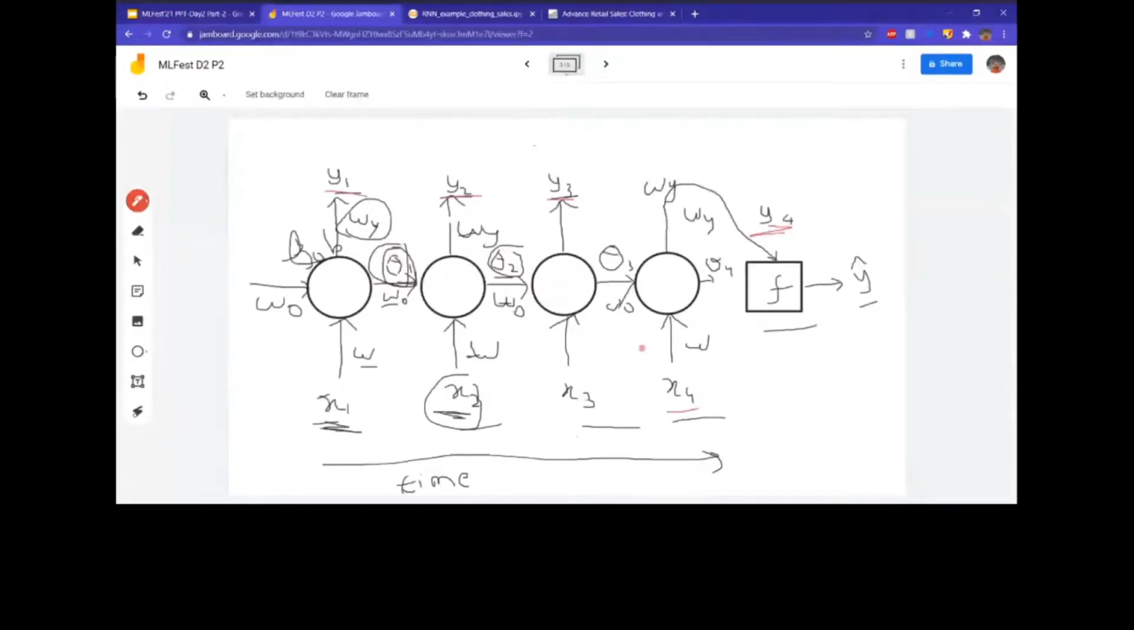So let's just look at time step 2 and try to figure out how we got theta 2 with the help of x2 and theta 1. Let's write theta 2 equals, so let's say we get x2 and then we multiply it with some weight W. Then we add it to the previous output, which was theta 1 in this case, and we multiply it with some weight W naught.